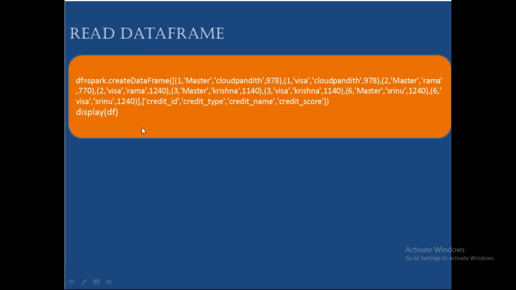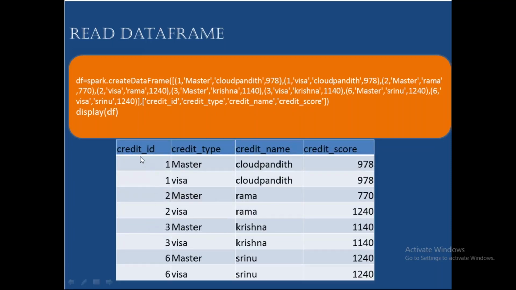When I display this data, it will display something like this: credit ID, credit type, credit name, credit score, four columns. The first record is one master cloud Pandit 978. Your third record is two master Rama 770. In whichever order you have the data, in the same order it will display in a tabular format. Results will come in a tabular format. This is how you can read the data.